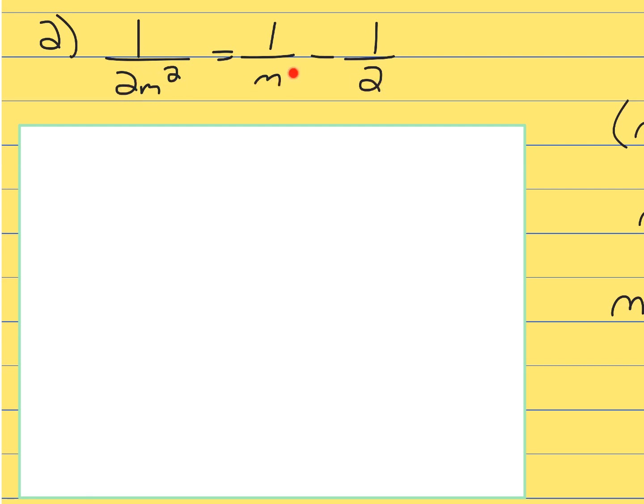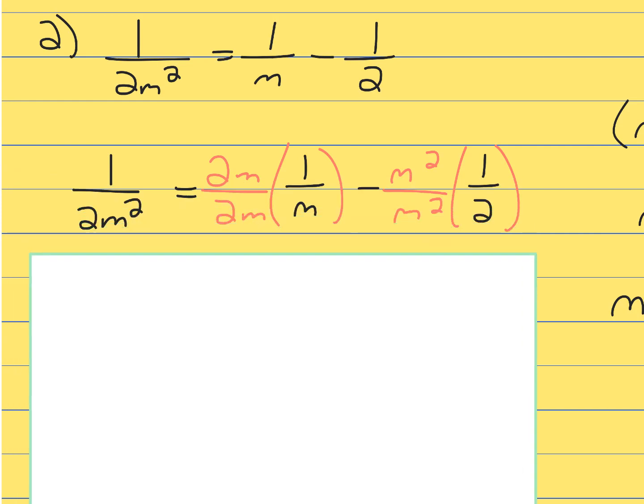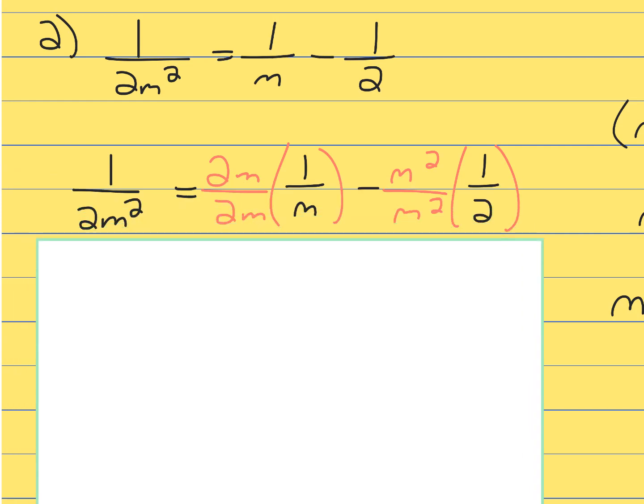You can multiply the other ones and it becomes this. We don't actually have to touch this, but we can multiply these and get this on the bottom. So we want to get 2m squared, so we decide what we need to multiply m by to get 2m squared, and it's 2m. Do that top and bottom. What do we need to multiply 2 by to get 2m squared? It's m squared, top and bottom.